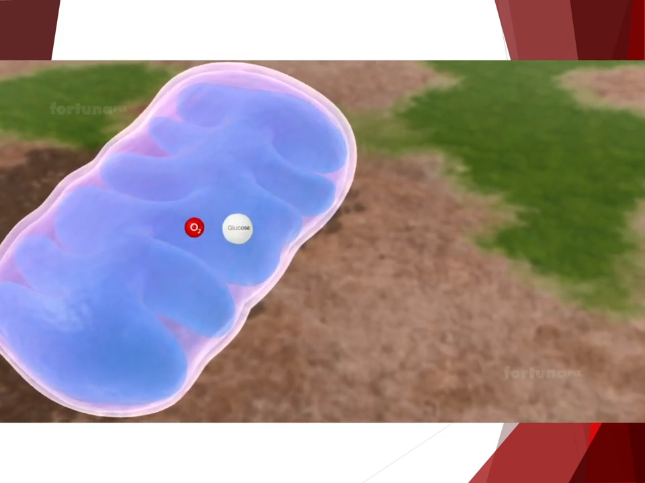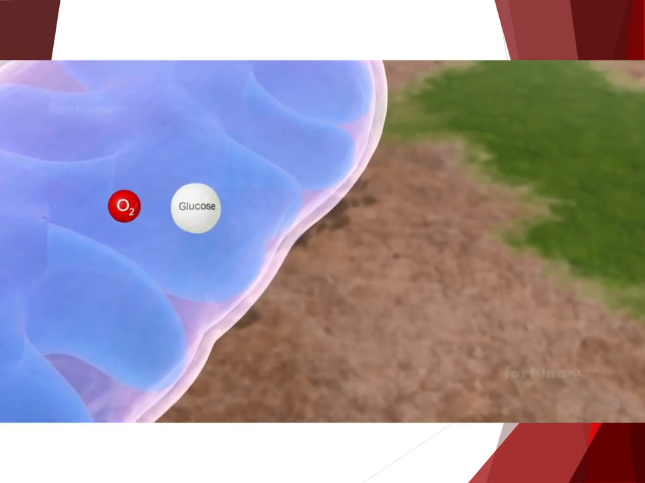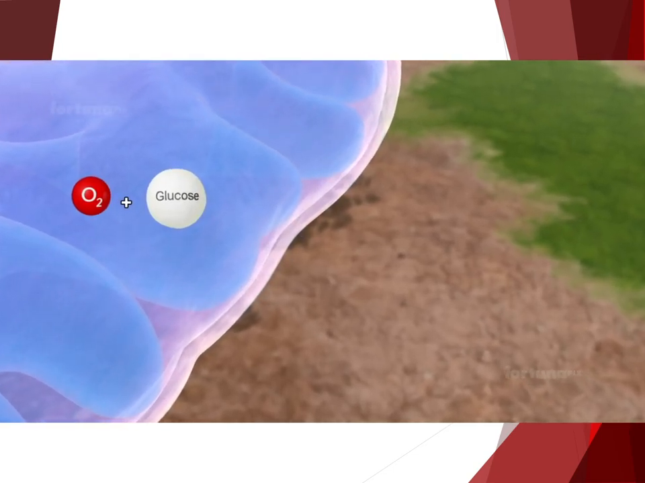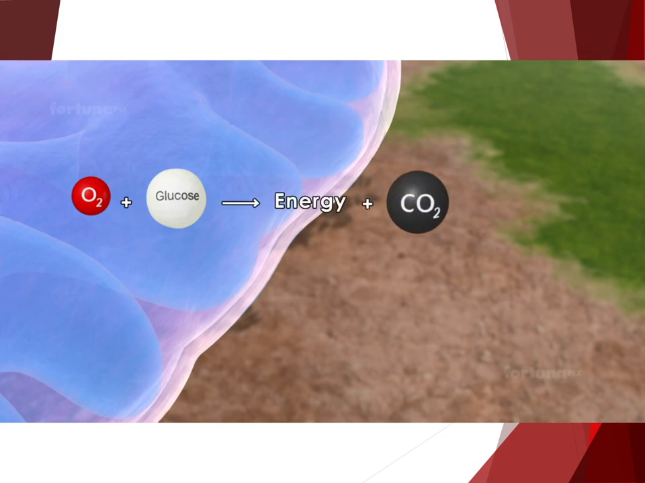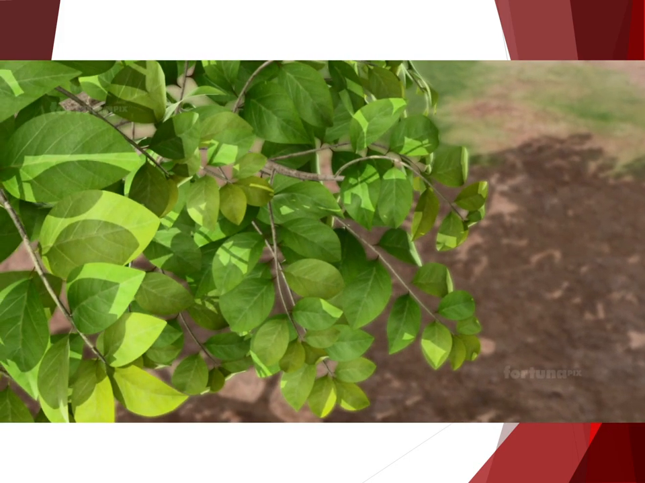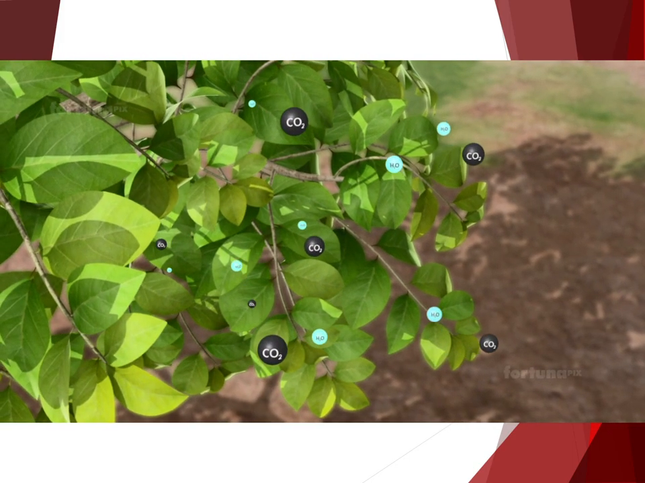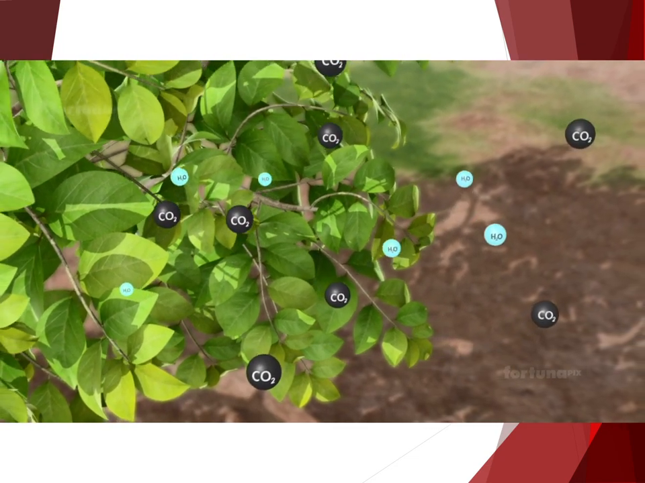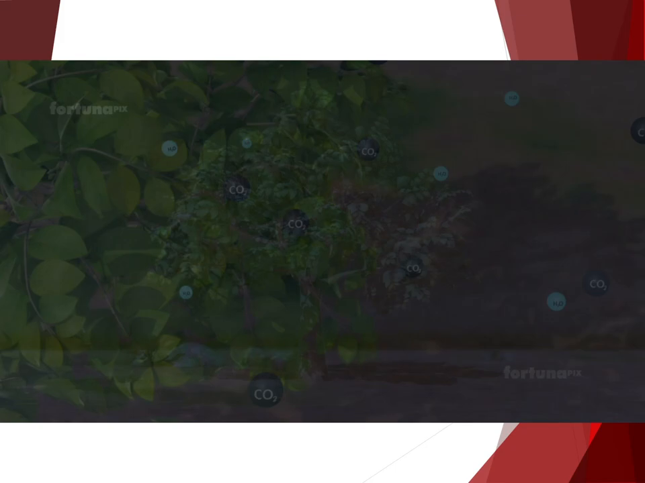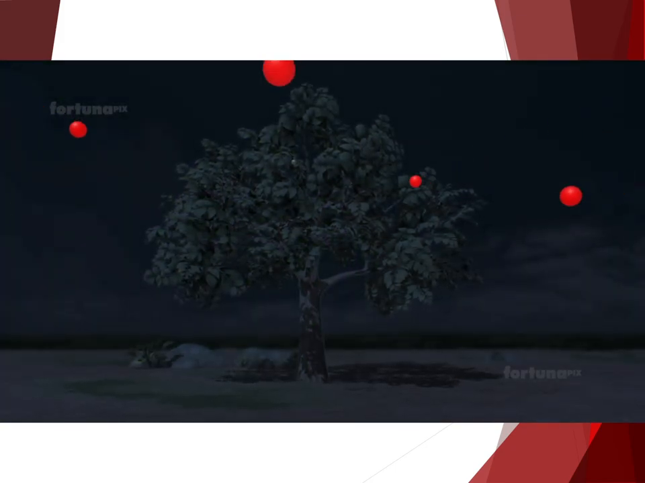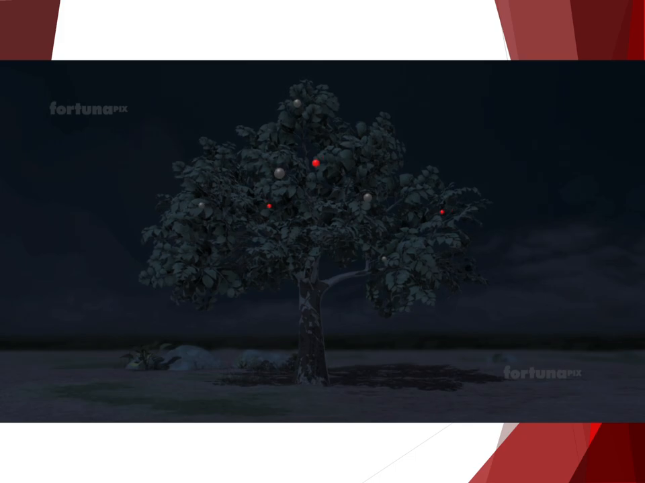In the mitochondria, the absorbed oxygen will react with the glucose created during photosynthesis to release energy, carbon dioxide, and water vapor. While the energy will be utilized by the plant, the carbon dioxide and water vapor will diffuse out through the stomata. Plants respire not only during the daytime, but also during the night.